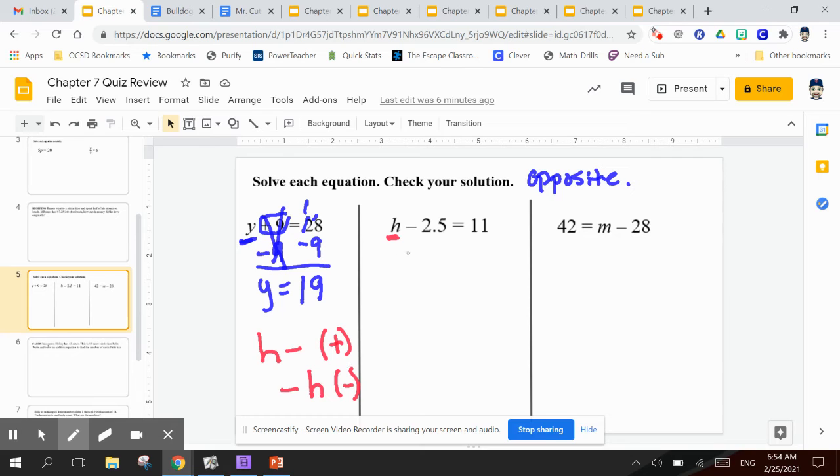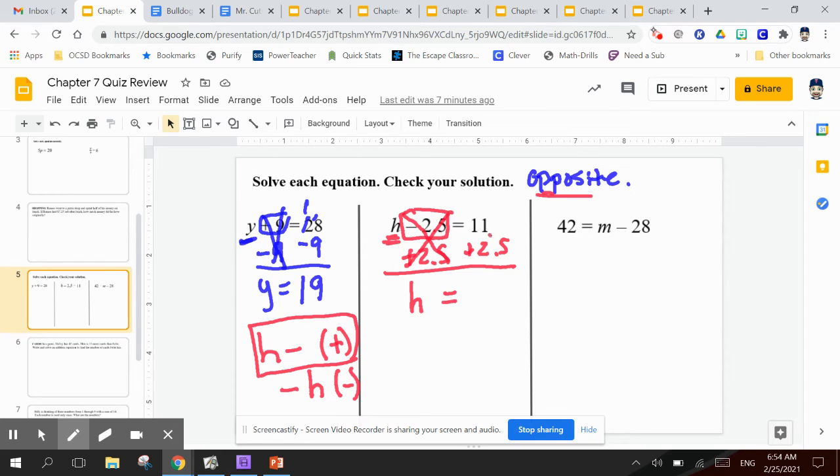So in this case, h is before my subtraction sign, so I go ahead and I do the opposite. It's in front, so I have to add. So to undo subtract 2.5, I'm going to add 2.5 to both sides. So when I add 2.5 minus 2.5, that's 0. Those two numbers cancel out. I'm left with my variable h. H equals 11, as a decimal is 11.0.